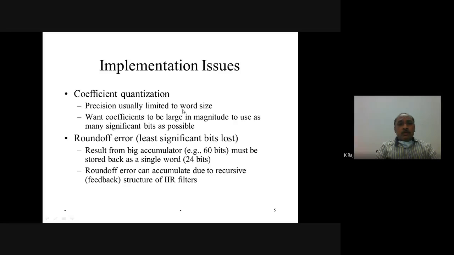And now if we are limiting the number of bits, then what will happen? It means we are rounding the value, and round-off error will take place, that is, the least significant bits will be lost here. And now we have to select different methods in order to discard the least significant bits. And what will be the effect? It will result from a big accumulator, and that is 60 bits.